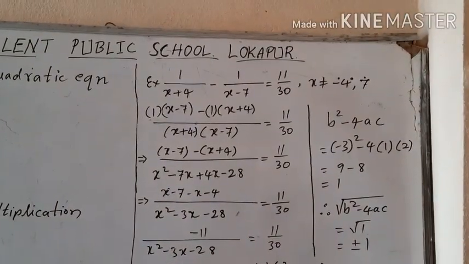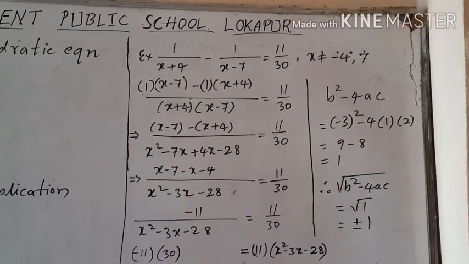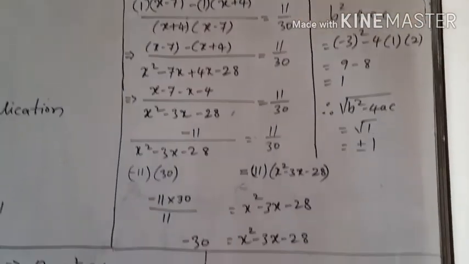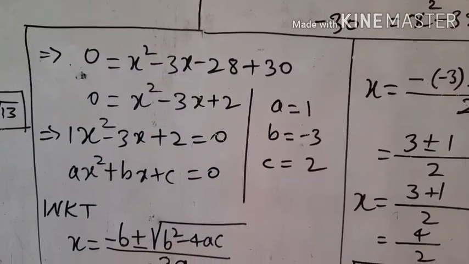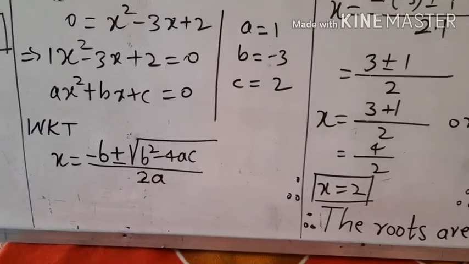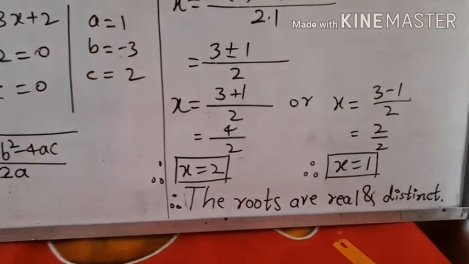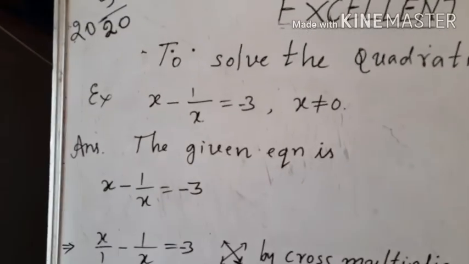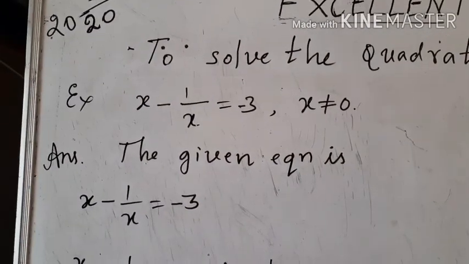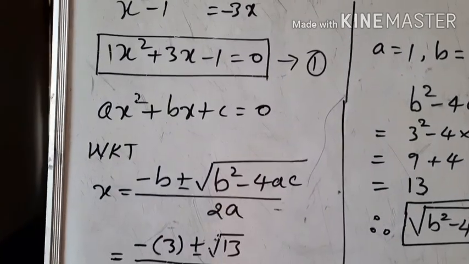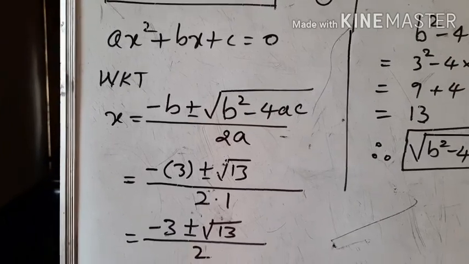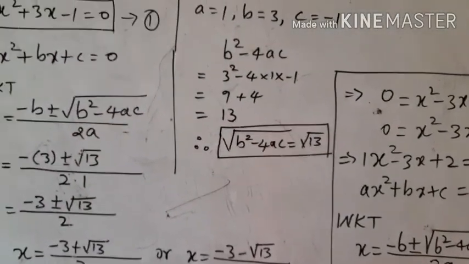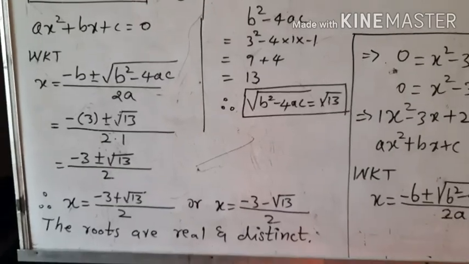Okay, therefore children, today two examples we took. 1 by x plus 4 minus 1 by x minus 7 is equal to 11 by 30, and we converted it into the standard form ax square plus bx plus c is equal to 0. Then by any one of the methods we found the value of the roots. And here x minus 1 by x is equal to 3 was the equation. We converted it into the standard form ax square plus bx plus c is equal to 0, and by any one of the methods we solved the equation and found the roots.